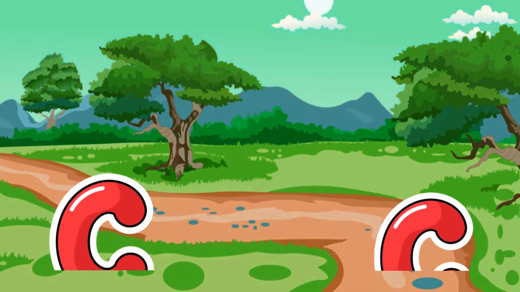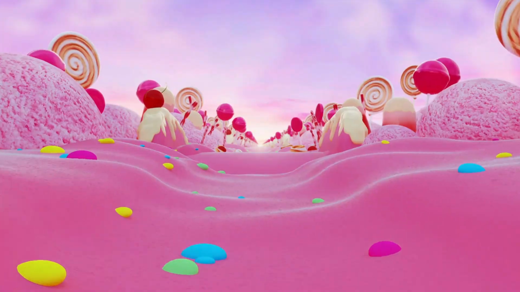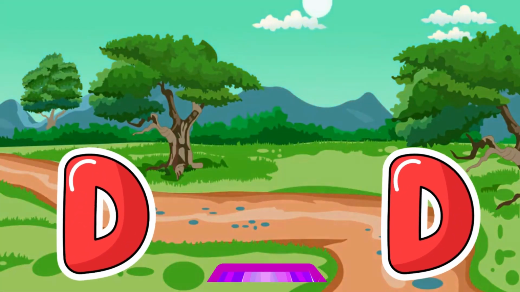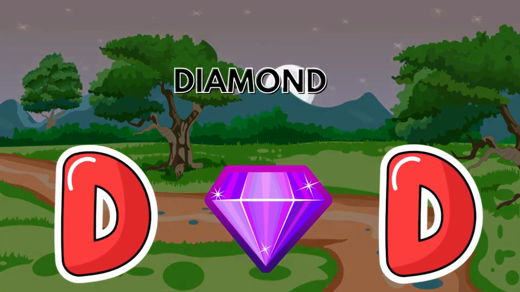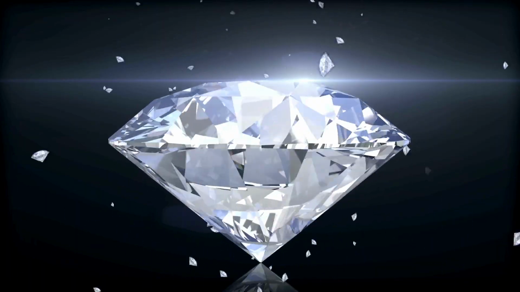C is for candy, C, C, candy. C is for candy. D is for diamond, D, D, diamond. D is for diamond.